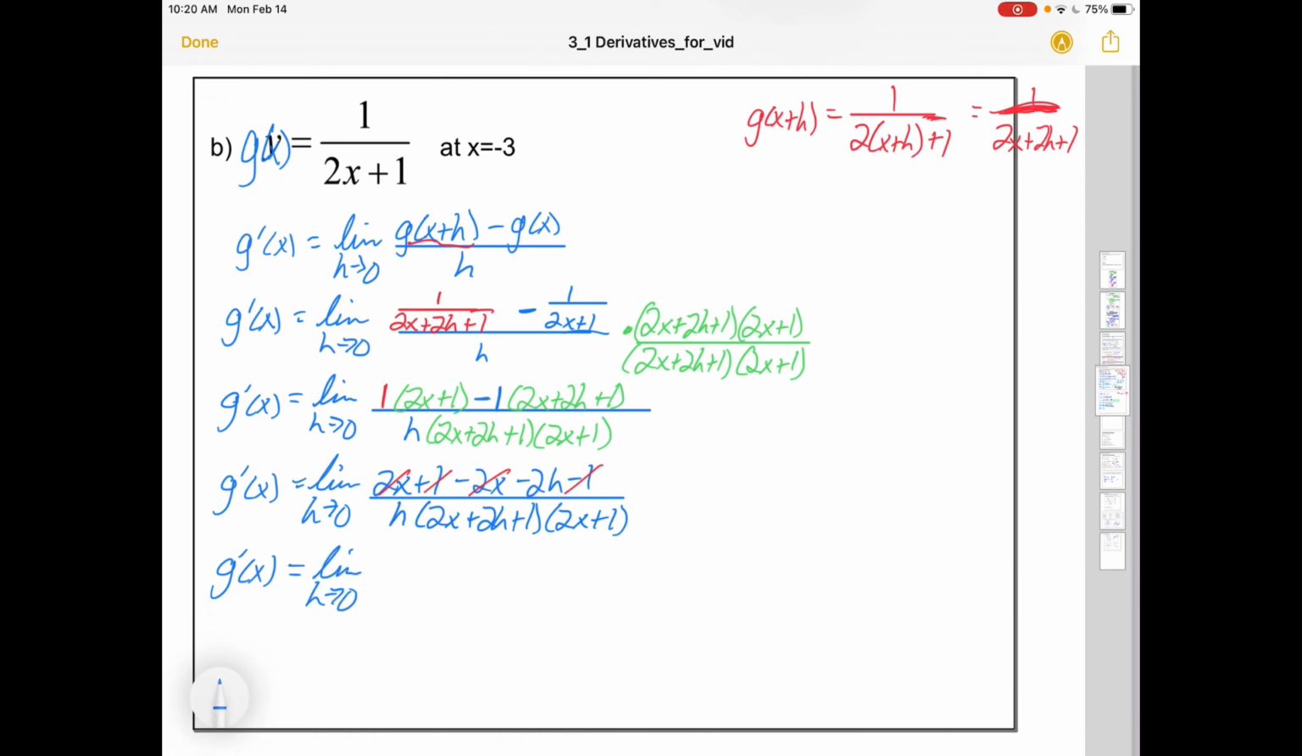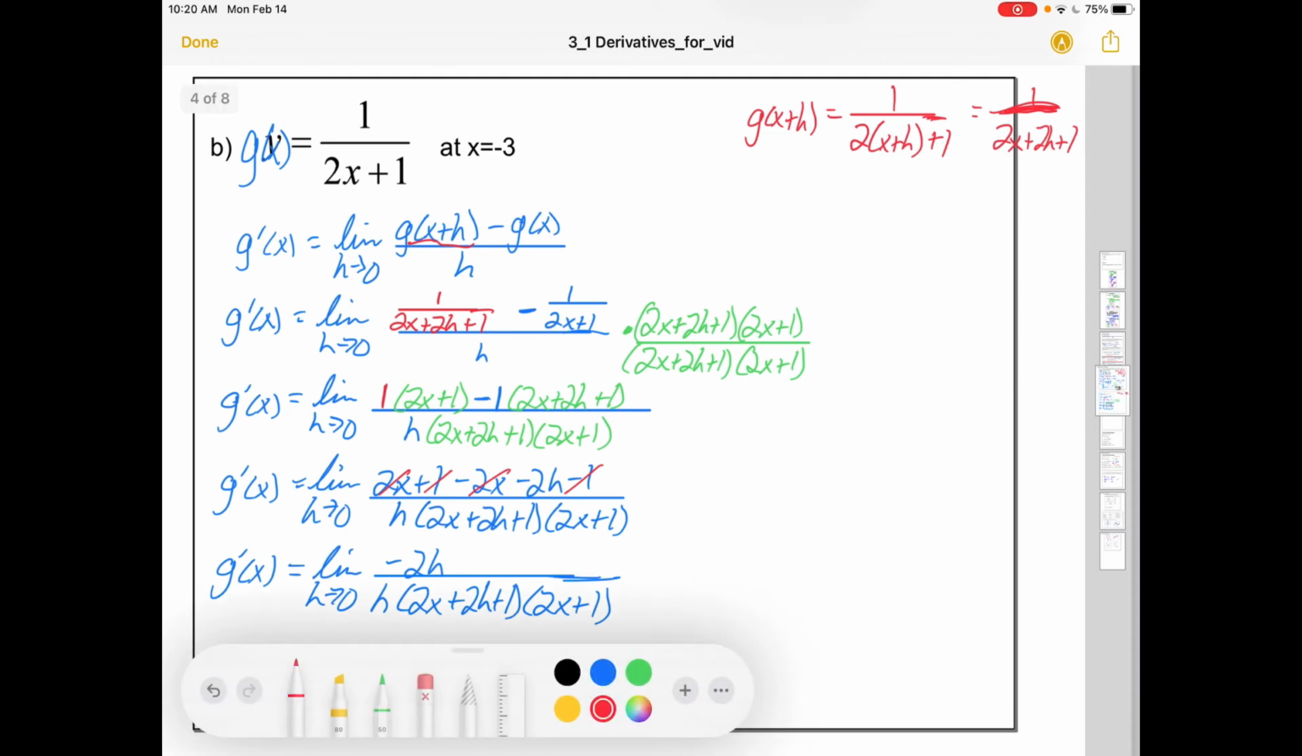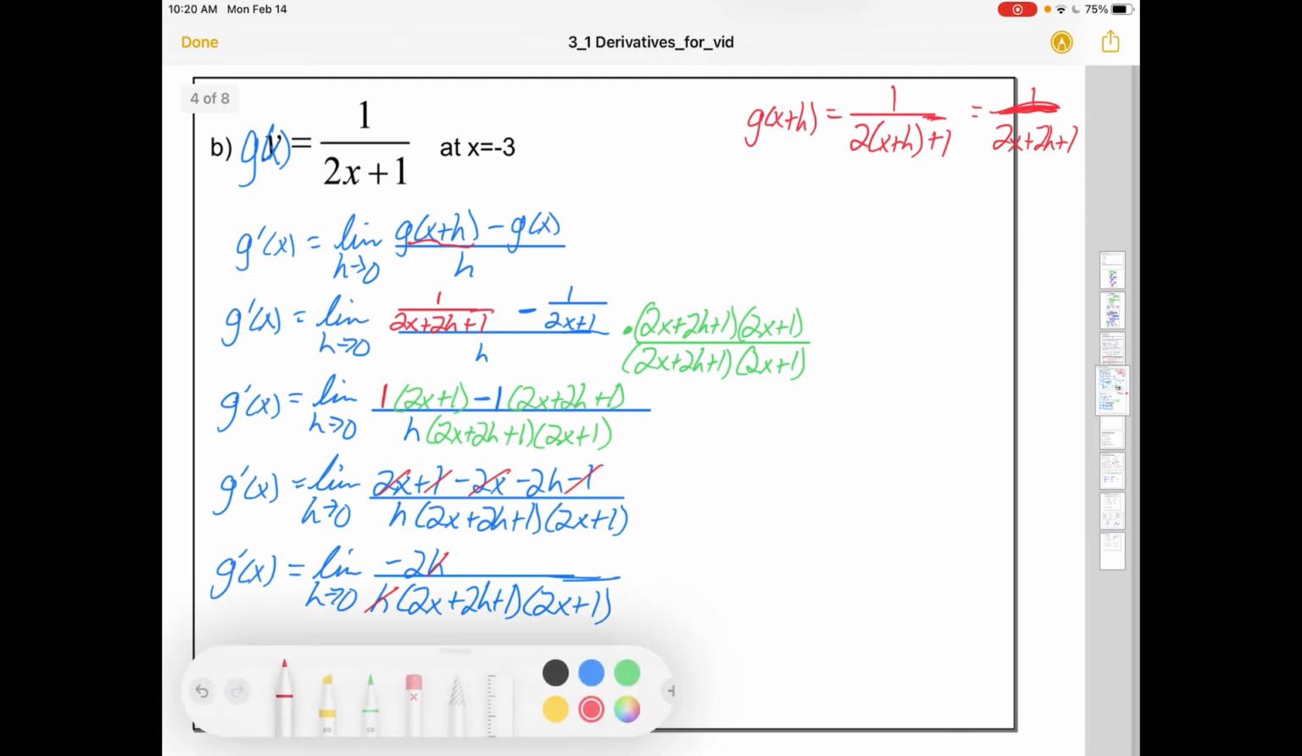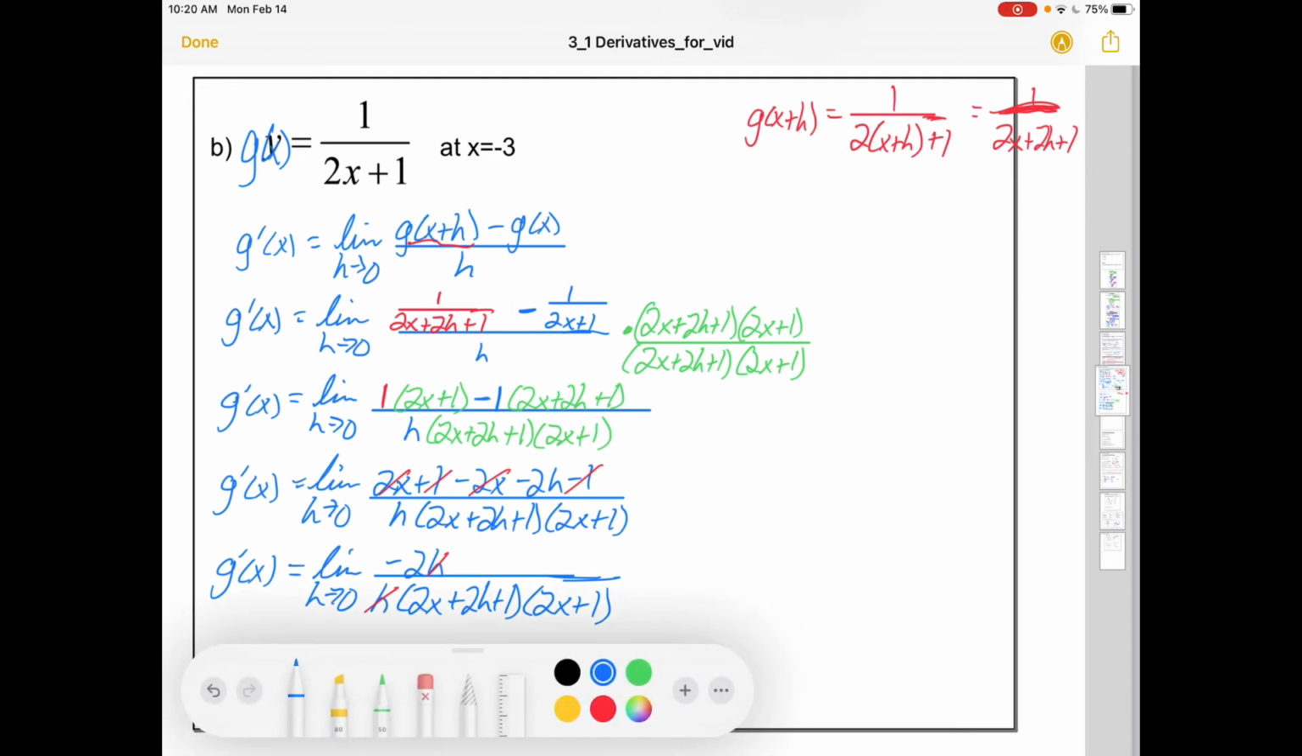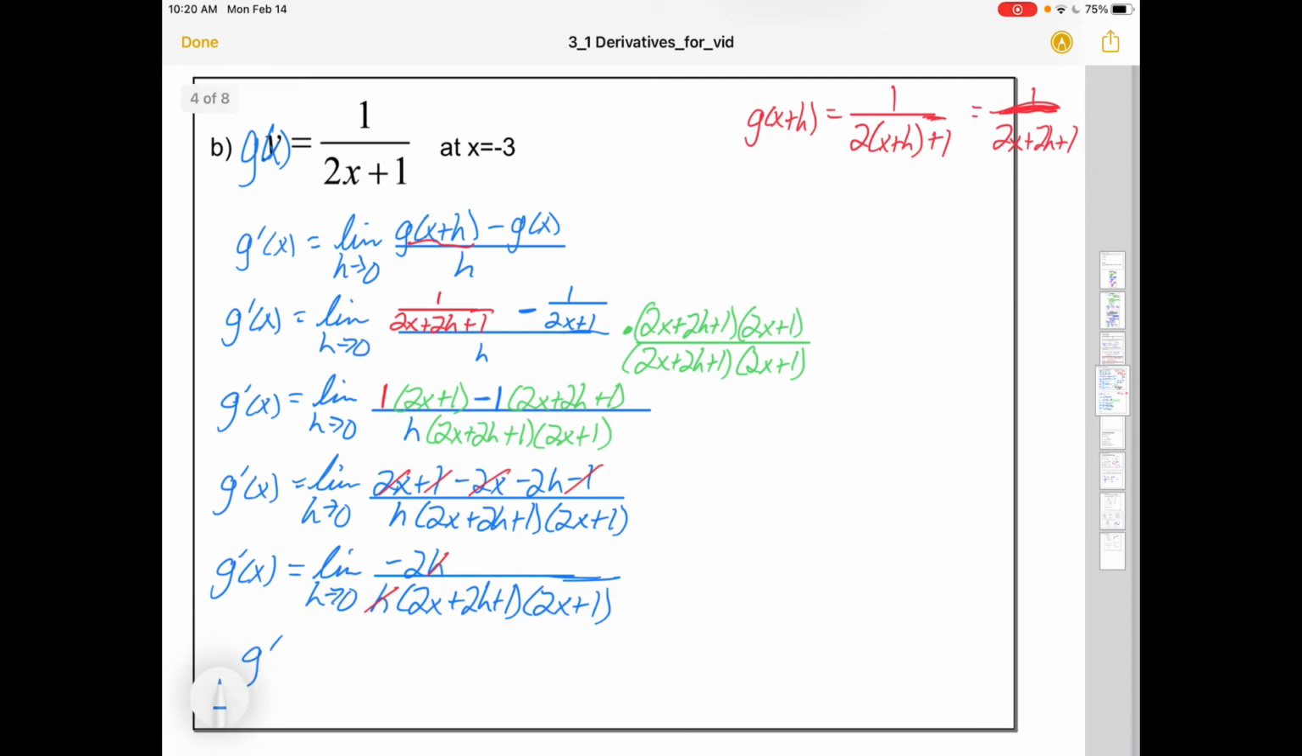Lim as h goes to 0 of negative 2h all over h by 2x plus 2h plus 1 by 2x plus 1. And here's where the magic happens. The h's divide out, and I'm left with g prime is equal to lim as h goes to 0 of negative 2 all over 2x plus 2h plus 1 times 2x plus 1.